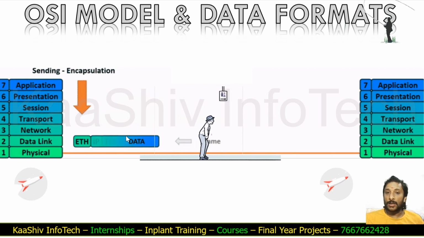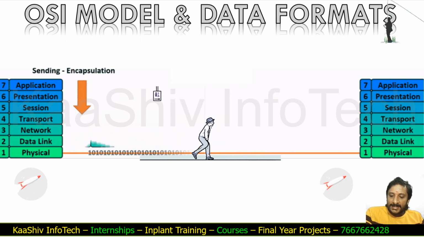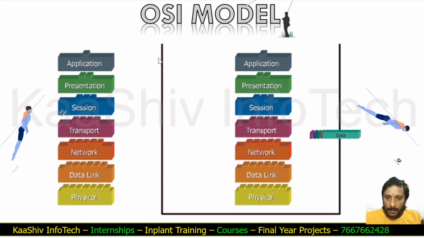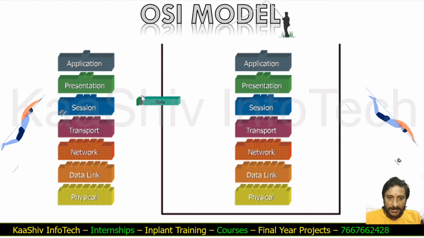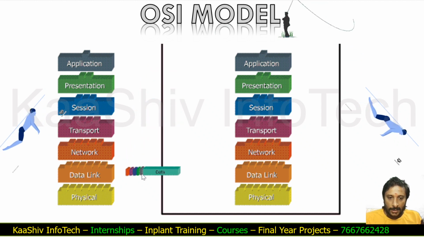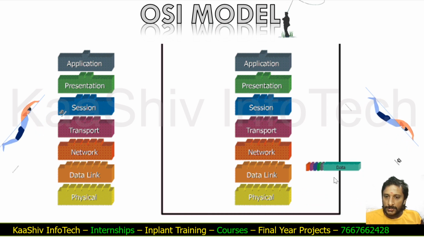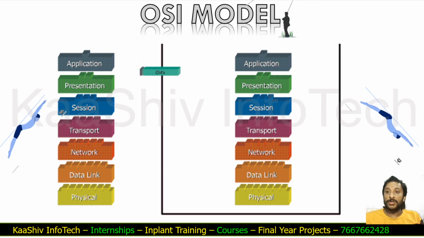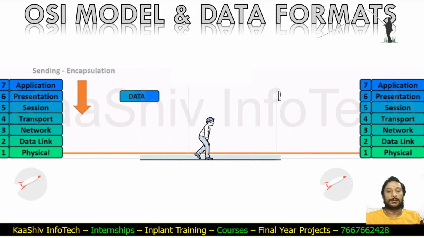So this is how the communication is happening. In each and every portion, some data is appended. You can see the data is increasing here. That's awesome, man. Over here the data is getting reduced. That's awesome, man. So this is how the communication is happening, and it is called the OSI model.